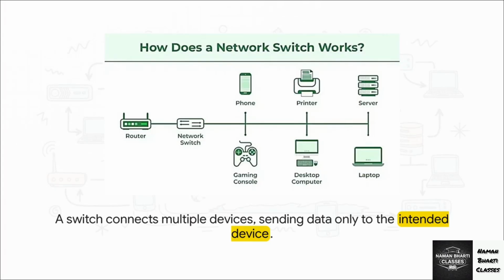Let's bring this down to a smaller scale. In your house or your office, you've probably got a network switch, even if you don't know it. It's that little box that connects your laptop, your phone, the printer, maybe your smart TV. It's basically a local traffic cop, making sure that when you send a file to the printer, it only goes to the printer, and not to your PlayStation.